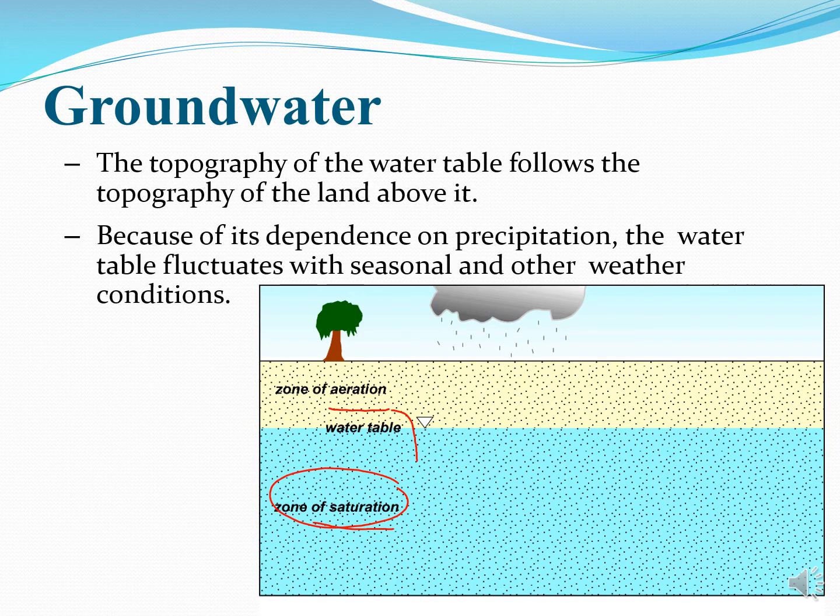Because of its dependency on precipitation, the water table fluctuates with seasonal and other weather conditions. So some seasons we have it more rainy, some seasons it's drier. So this does fluctuate with the seasons and how much rain we get.